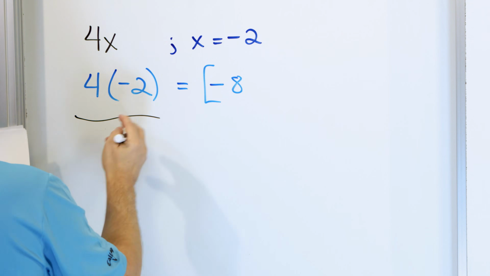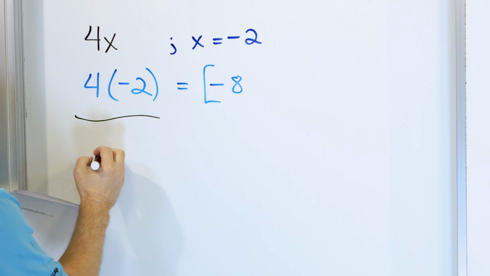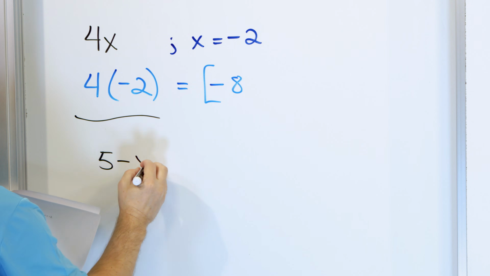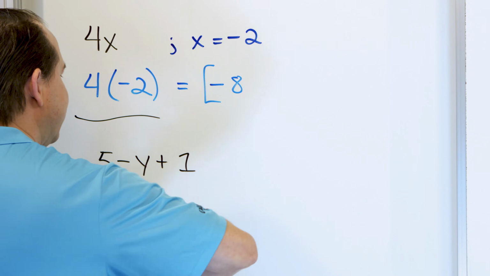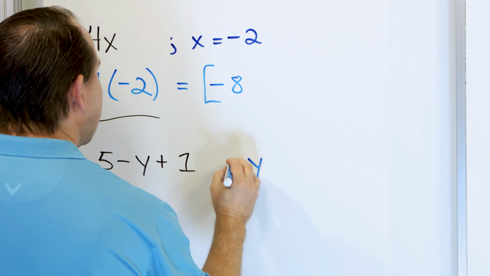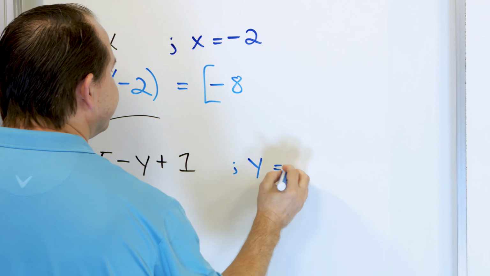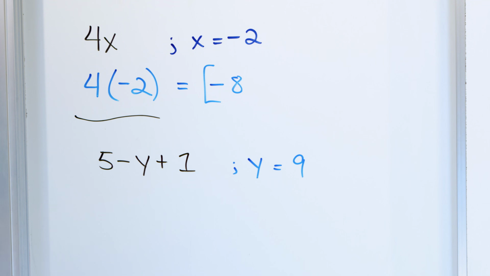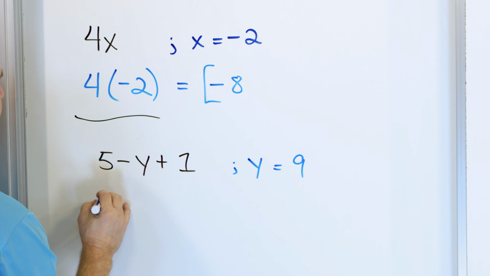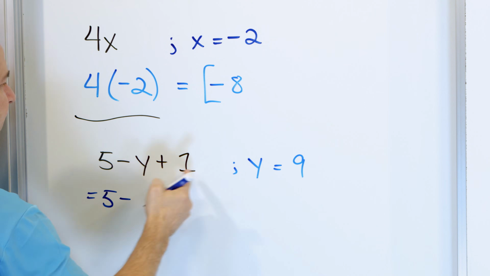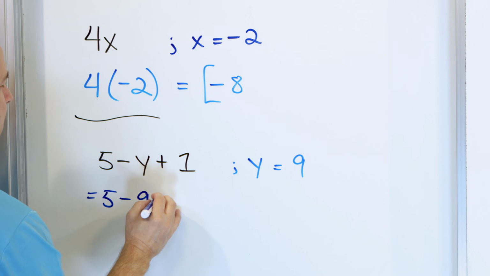All right, moving right along to the next problem. Let's take a look at the expression 5 minus y plus 1, and I'm going to give you that y is equal to 9. That's given to you. What we want to do is evaluate or calculate this expression here. So the 9 needs to go right into the y position. So that's 5 minus 9, plus 1.